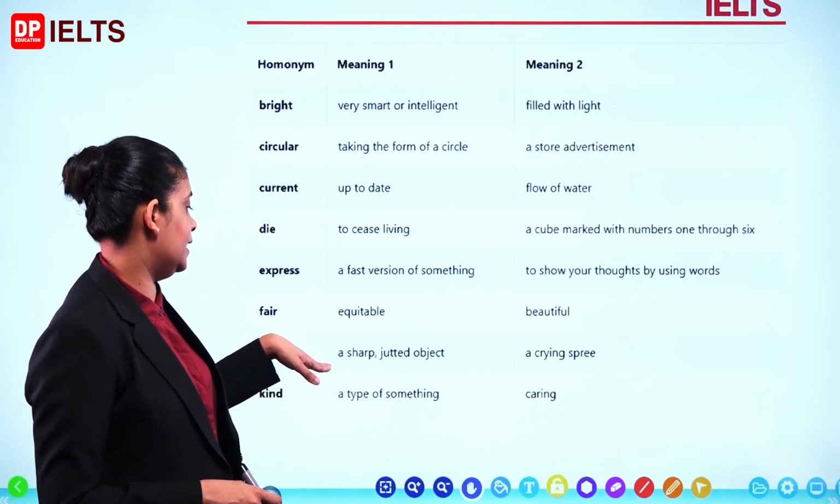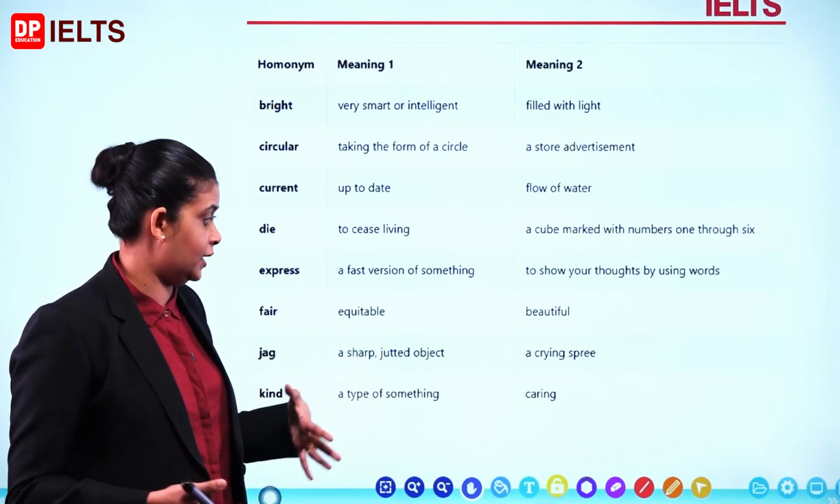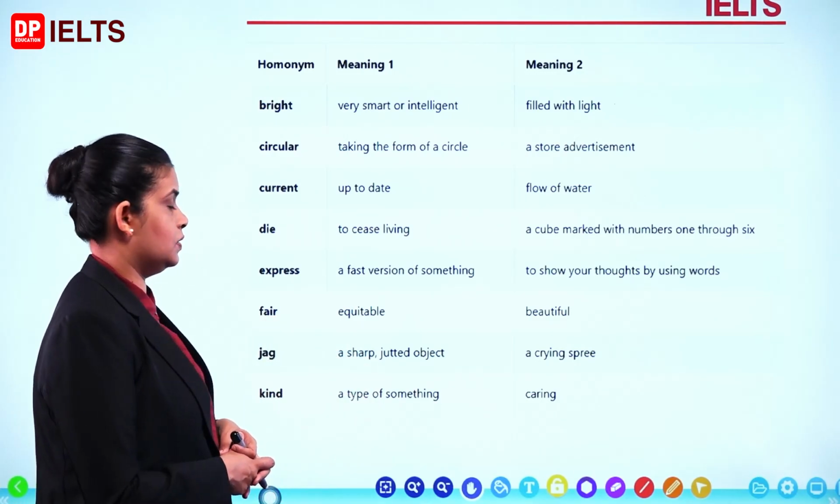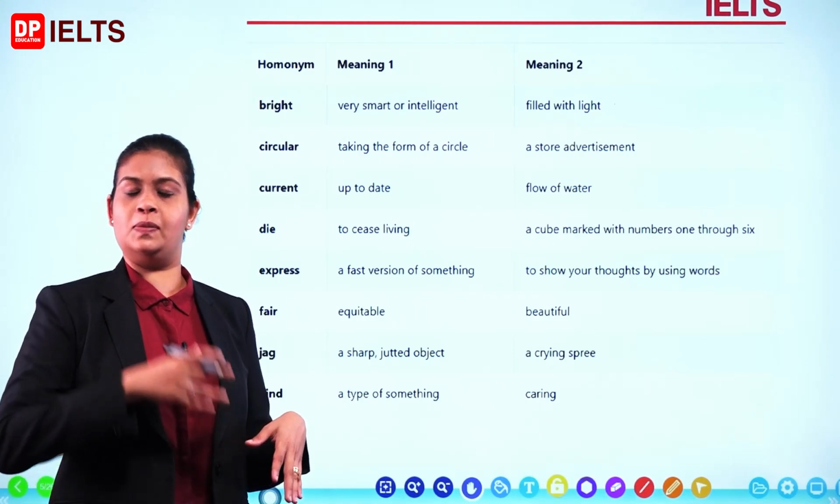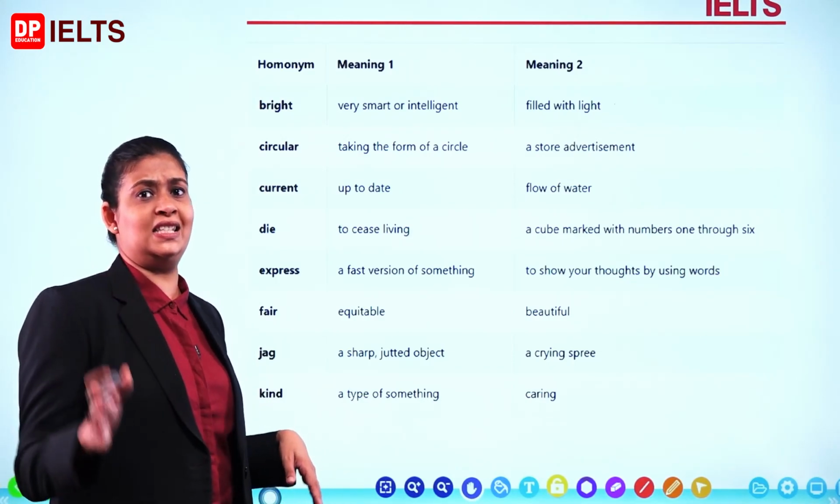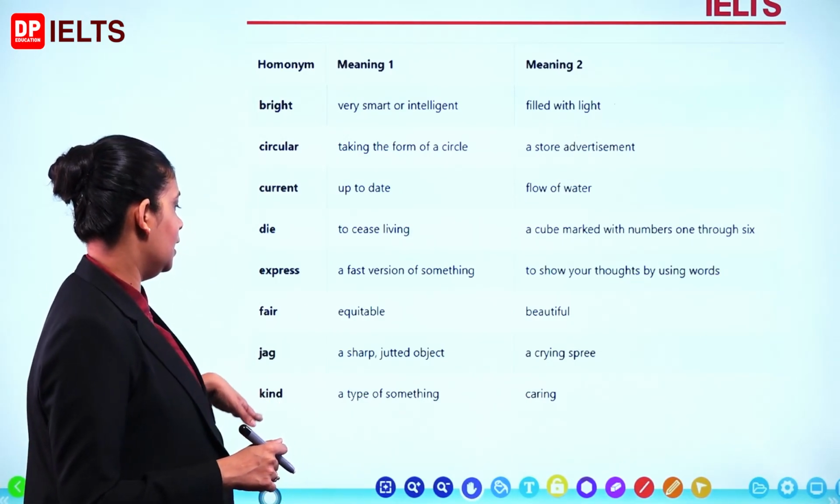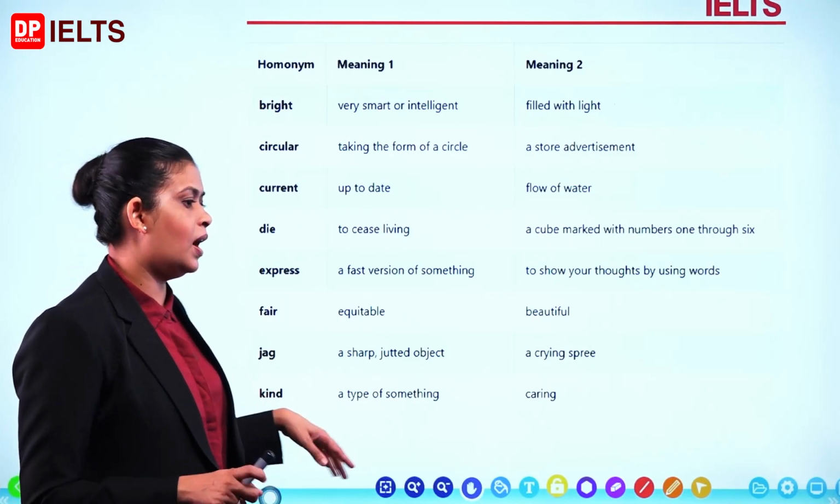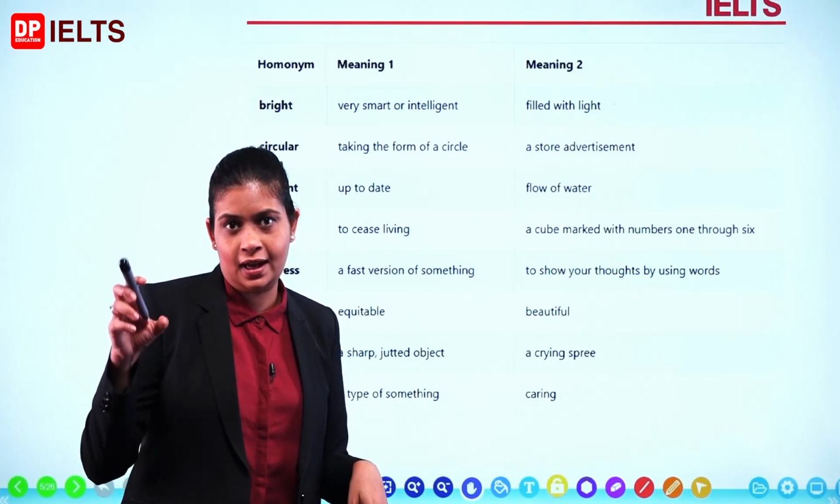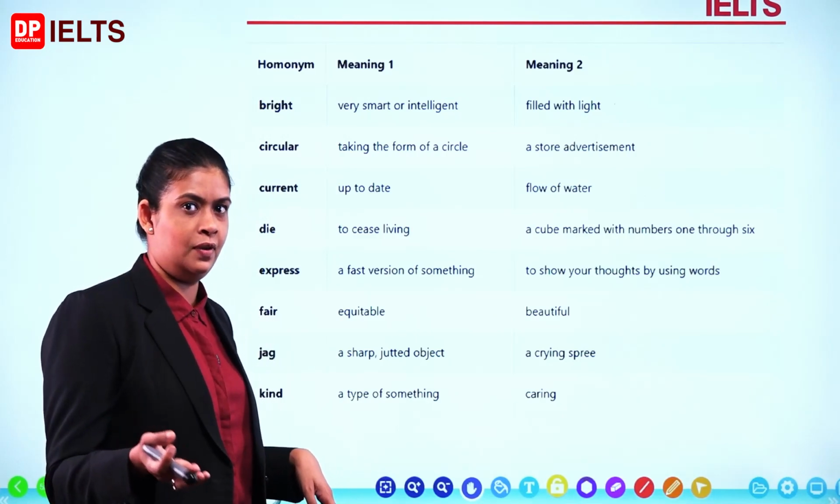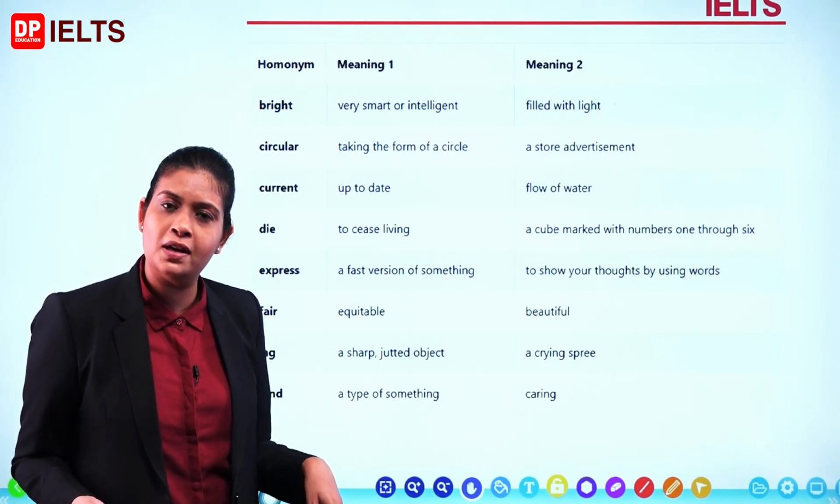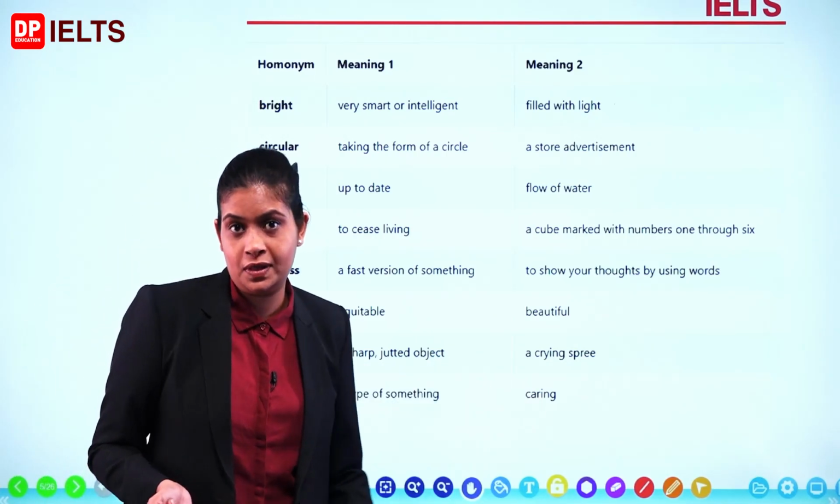Jag is a sharp object, okay? Oh, this is jag. A crying jag, a crying spree. That means when someone keeps on crying continuously, right? Kind. I like that kind of pizza. Kind means the typical type. Oh, she's a very kind person. That means a very caring person.